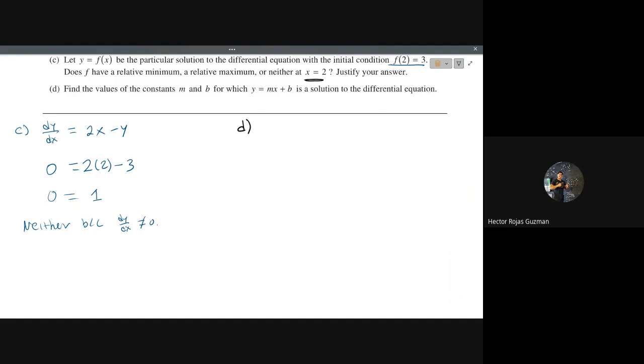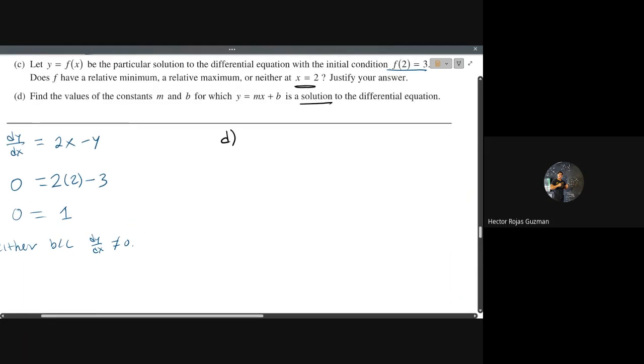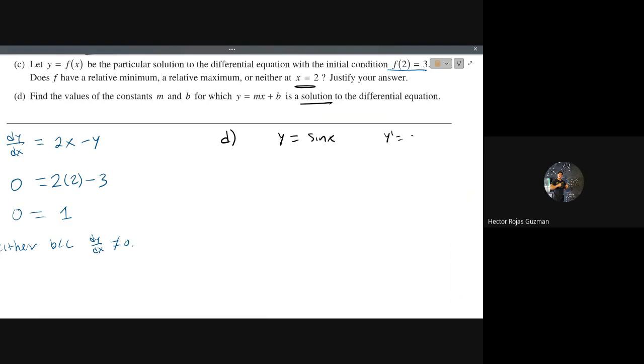D. Find the values of the constants m and b such that y equals mx plus b is a solution to the differential equation. When something is a solution, it basically means that it's the antiderivative, given the initial condition, right? So, for example, if I give you the function sine of x, its derivative would be cosine of x. So sine of x is a solution to the differential equation cosine of x, because it's its antiderivative.